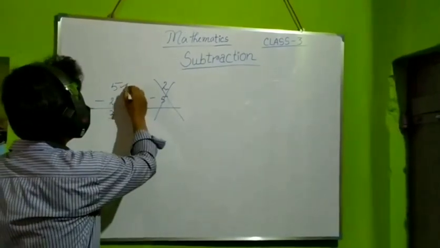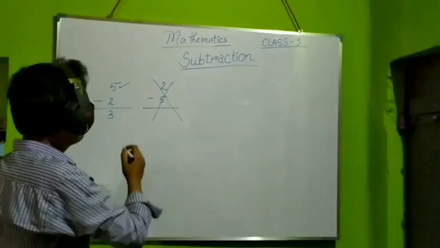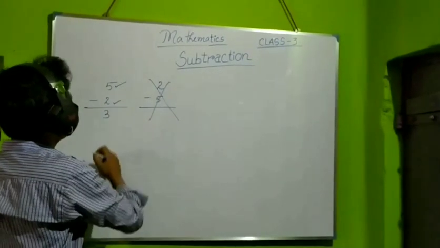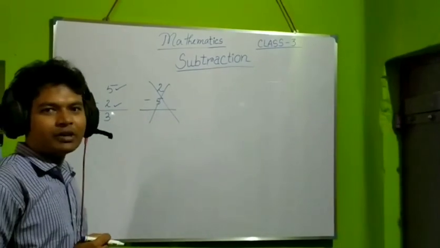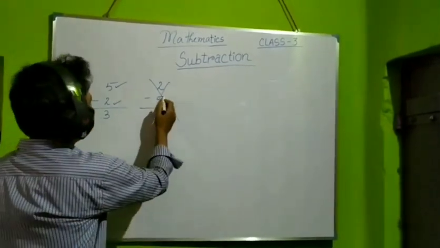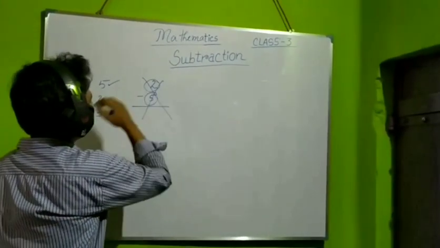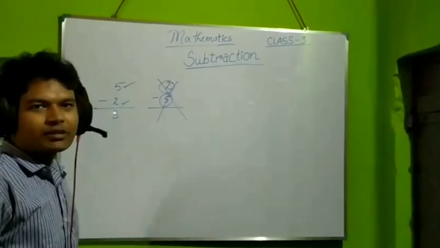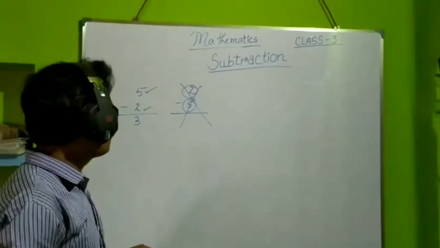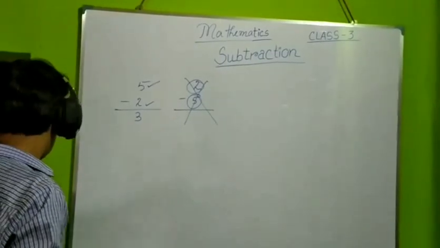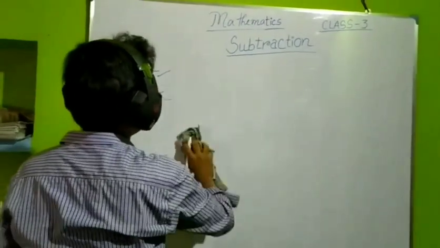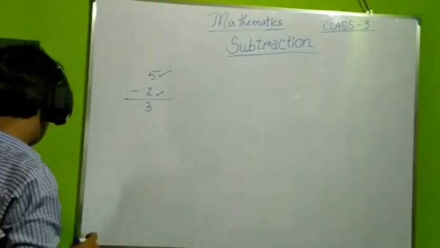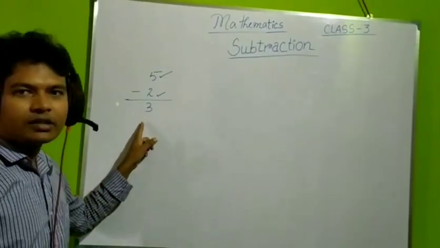Here this condition is satisfied. As 5 is greater than 2, we can subtract 2 from 5. But in the other case, 2 is smaller than 5, so it is not possible to subtract 5 from 2. Now come to this topic. Here 5 is greater than 2 and we get the result, that is 3.